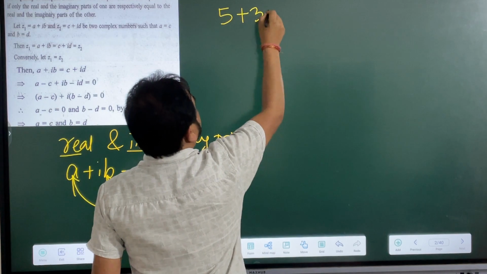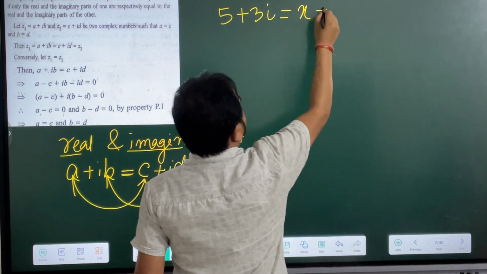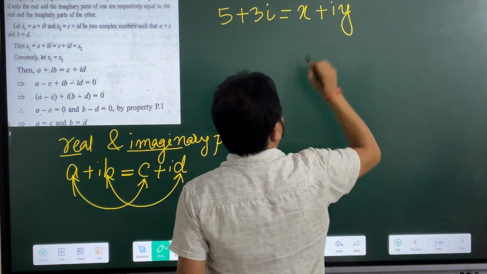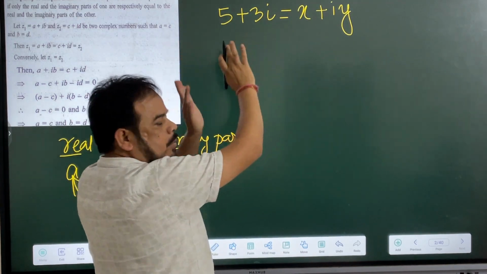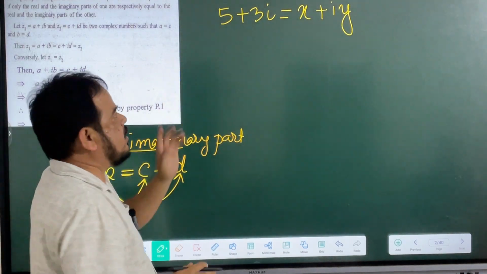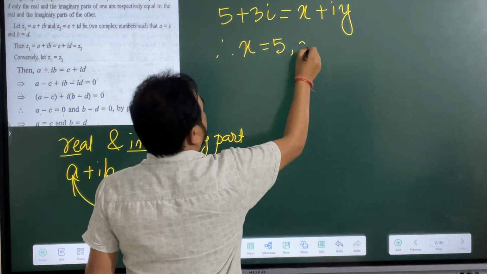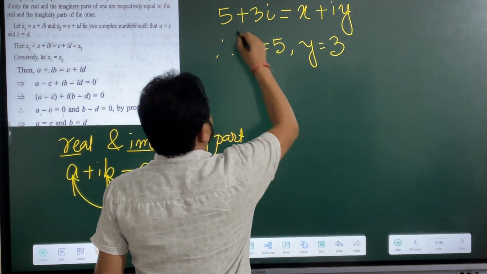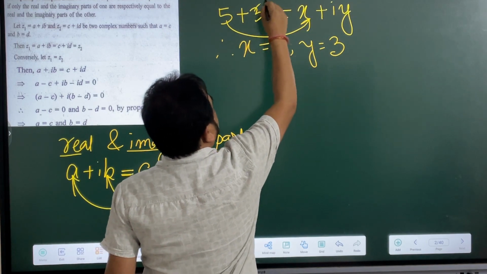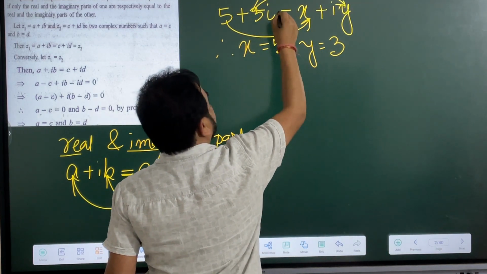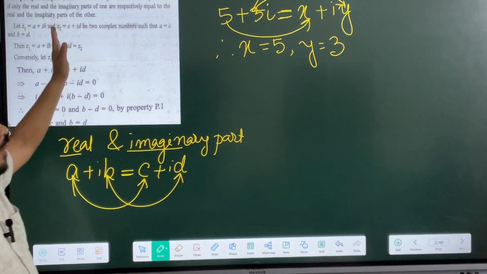5 plus 3i equals x plus iy. So both are complex numbers. So directly we can write x equals 5, y equals 3. Real part equal, imaginary part equal, because there is an equal sign. This is the second property.